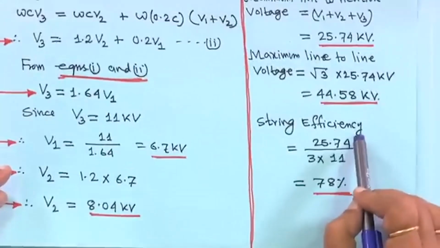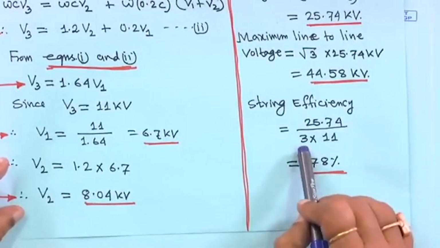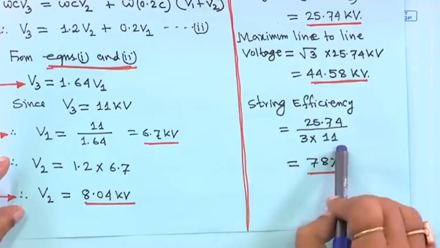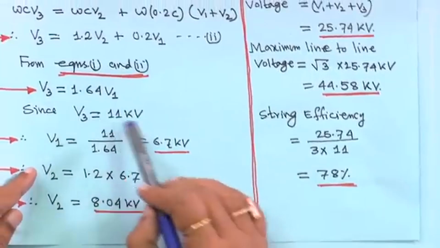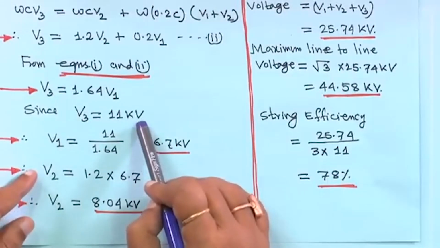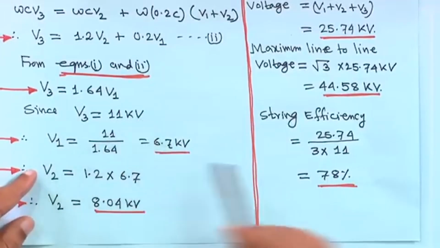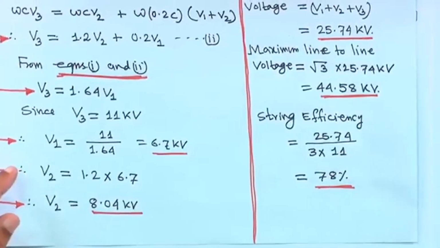Therefore, string efficiency is 25.74 divided by, the number of discs is 3, so 3 into 11, the maximum allowable limit, because the lower unit voltage V3 is 11 kV. So, it will be 78%. So, the string efficiency will be 78%.